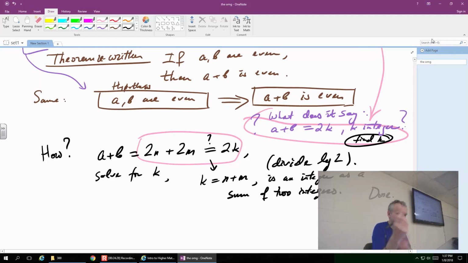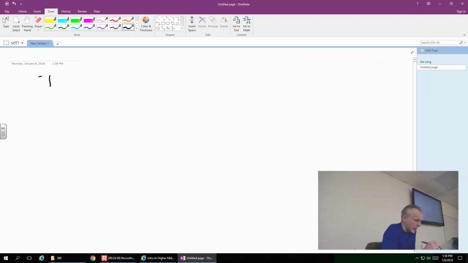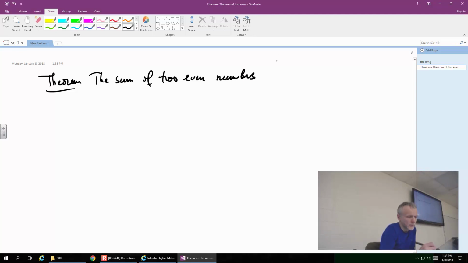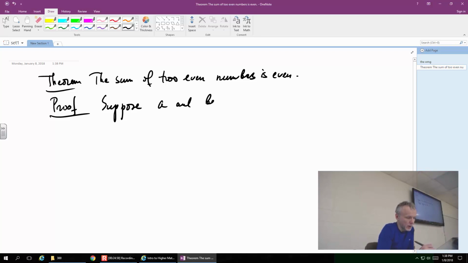Okay, let me start over. We'll do it from memory. So here, once again, the sum of two even numbers is even. Proof. Okay, so introducing letters, starting from nothing, suppose A and B are integers.